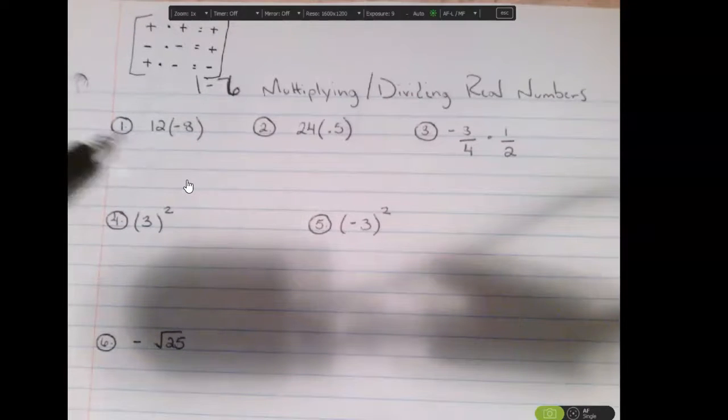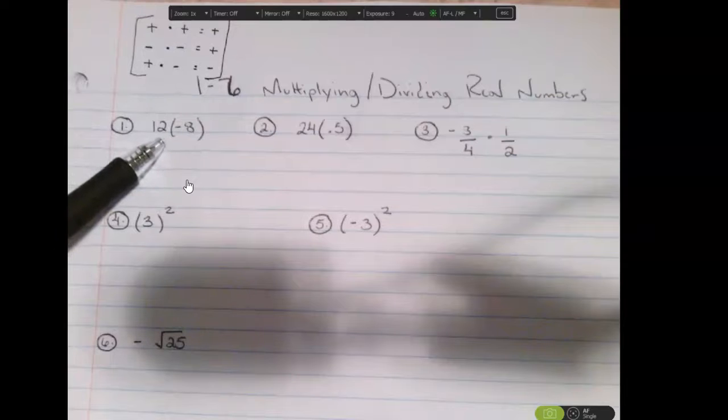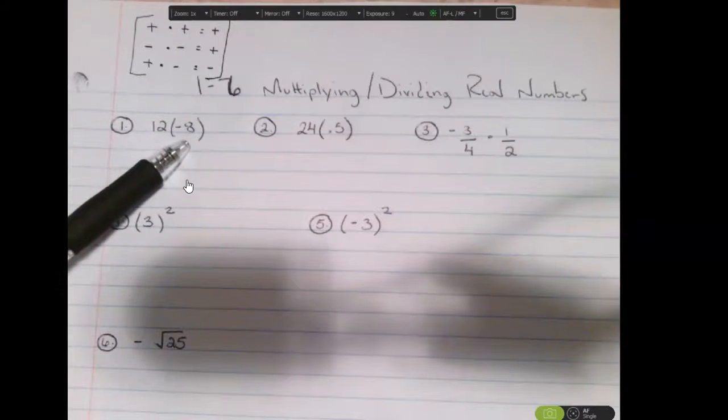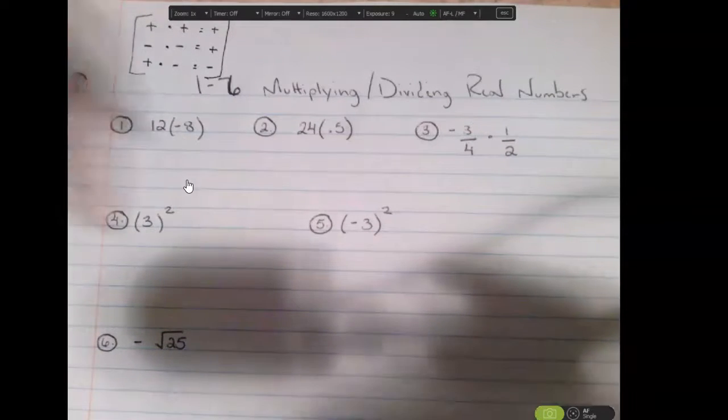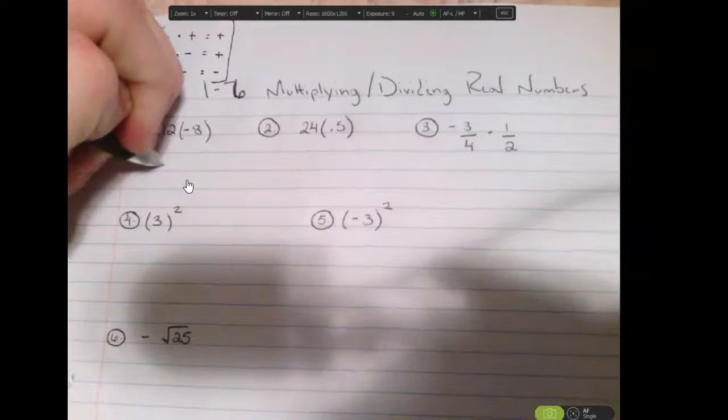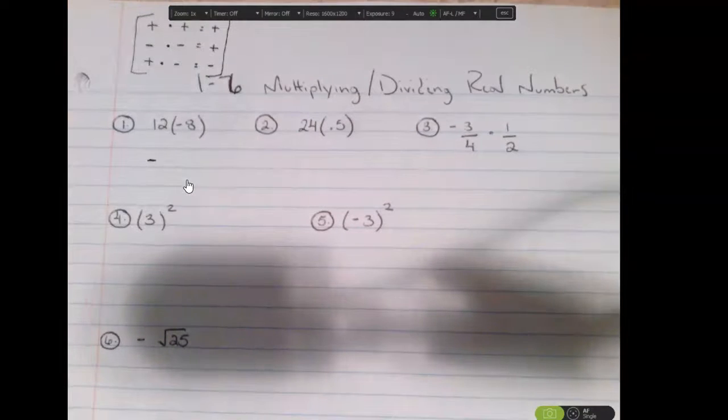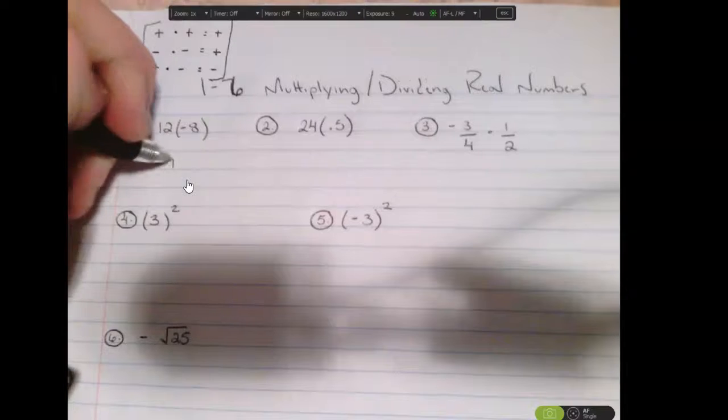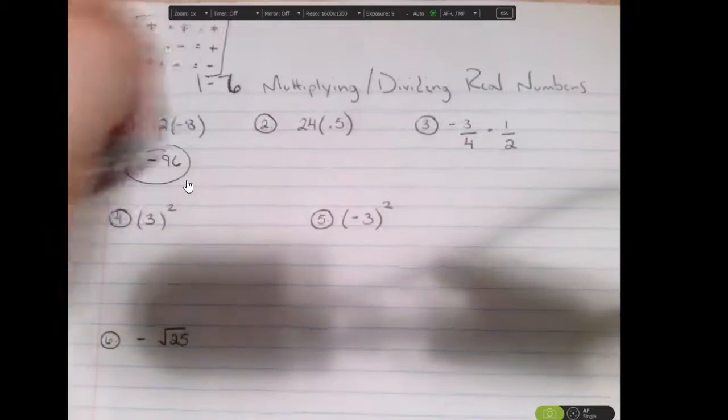So with number 1, we have 12 times negative 8. Well, I've got a positive times a negative. That's going to result in a negative answer. And then 12 times 8, that's 96. So my answer is going to be negative 96.